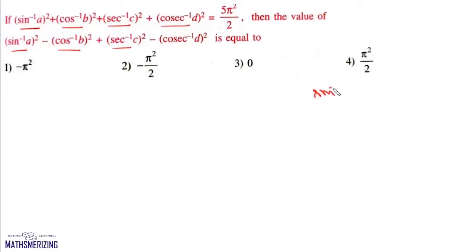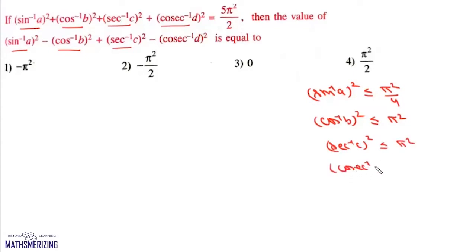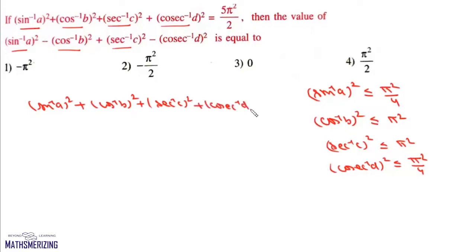Now when we say sine inverse A square, we know that the maximum value of sine inverse is pi by 2. So sine inverse A square will always be less than or equal to pi square by 4. In the same way, cos inverse B square will always be less than or equal to pi square. Secant inverse C whole square will be less than or equal to pi square, and cosec inverse D square will always be less than or equal to pi square by 4. Now we'll add them all up. We'll get sine inverse A square plus cos inverse B square plus secant inverse C square plus cosec inverse D square, and it'll be less than or equal to 2 pi square plus pi square by 4. So it'll be 5 pi square by 2.